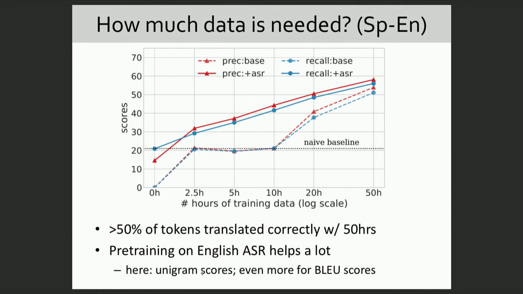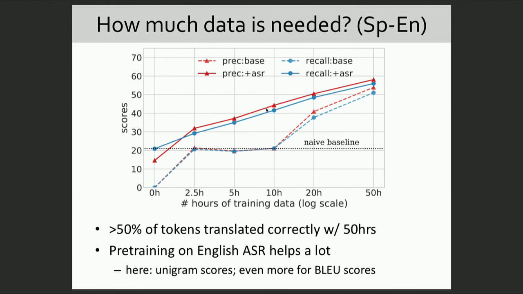We also computed BLEU score, which, for those of you who know about machine translation, is a much more commonly used metric. And the pattern there is very similar, but it's harder for people to interpret if you're not familiar with MT. So I'm showing here the precision and recall. So what you can see here is that we've got our baseline system that does not use pre-training. That's these dotted lines. And we've got our system that does use pre-training. Those are the solid lines.